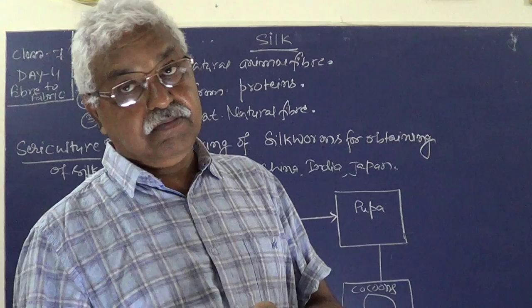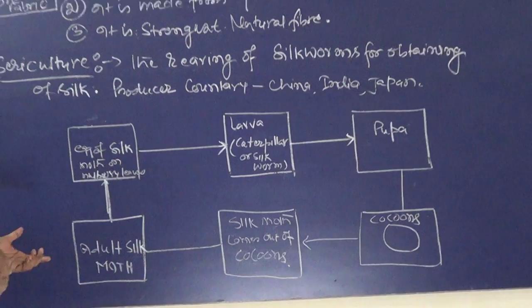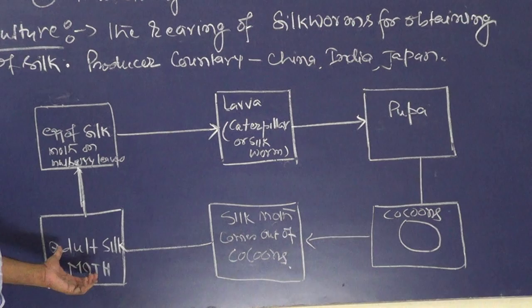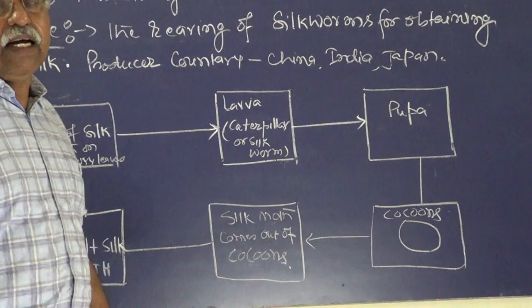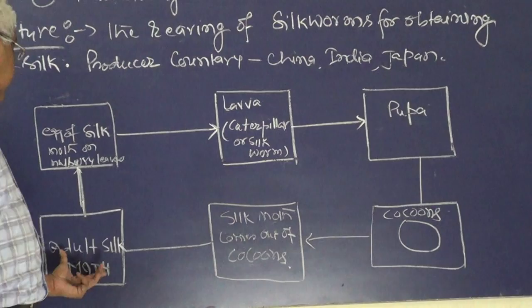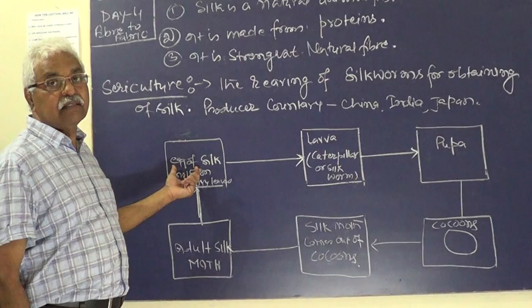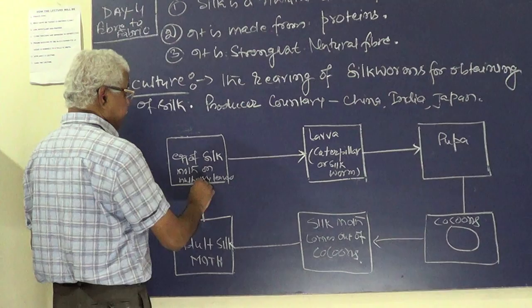Try to understand this flow chart. And then I will show you the film on this. Adult silk moth is there. Silk moth, that is the adult silkworm. This adult silk moth lays the eggs. The adult moth lays the eggs on the mulberry leaf.